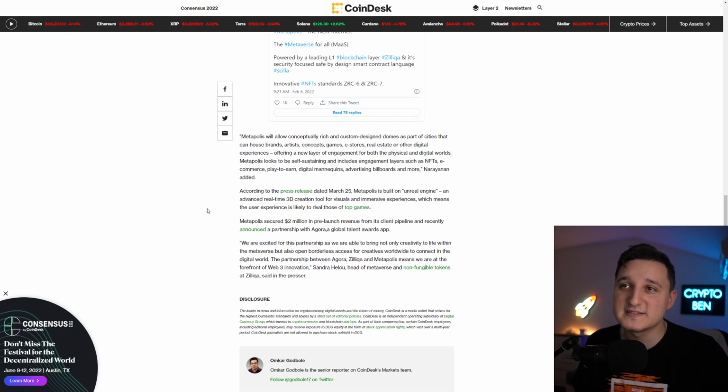It says here, Metapolis will allow conceptually rich and custom-designed domes as part of cities that can house brands, artists, concepts, games, e-stores, real estate, or other digital experiences, offering a new layer of engagement for both the physical and digital worlds. Metapolis looks to be self-sustaining and includes engagement layers such as NFTs, e-commerce, play-to-earn, digital mannequins, advertising boards, and more. So this is absolutely insane.